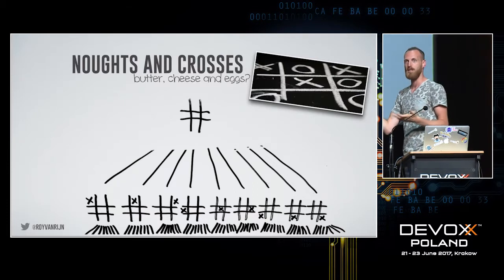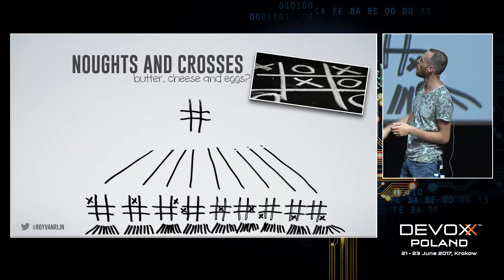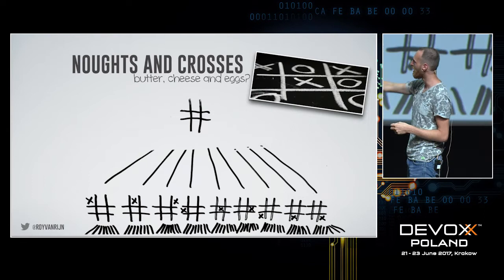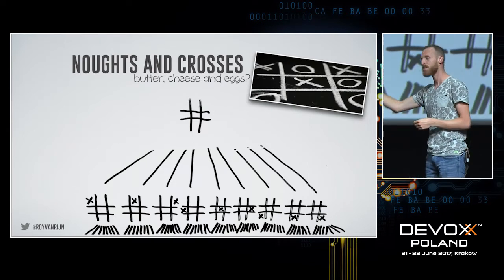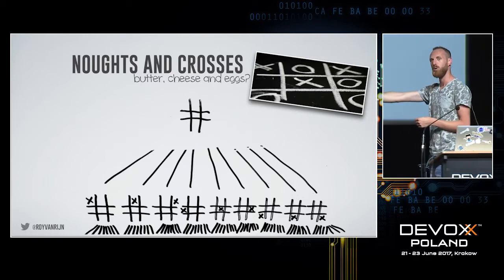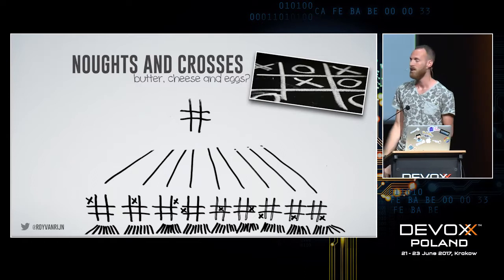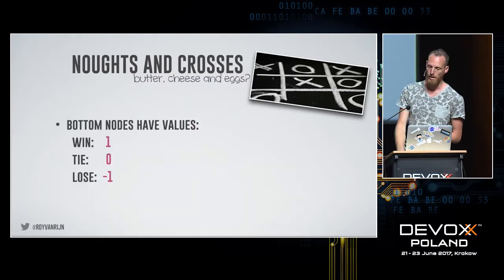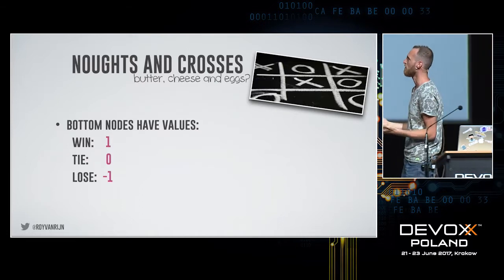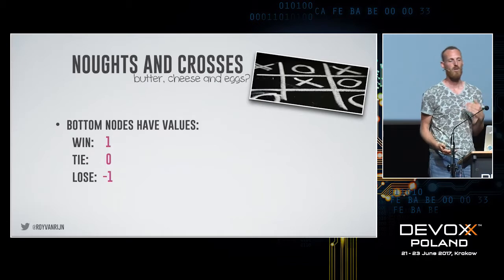This is what the tic-tac-toe or Knots and Crosses tree would look like. You start with an empty square, then you get 9 options. You can either put it in the top left square, or the top right square, etc. And below that, you have 8 moves left, and then 7 moves left, and 6 moves left. And at the bottom, we know what happens. You can assign a 1 if you win, a 0 if it's a tie, or a -1 if you lose.